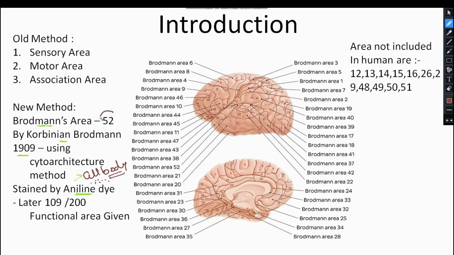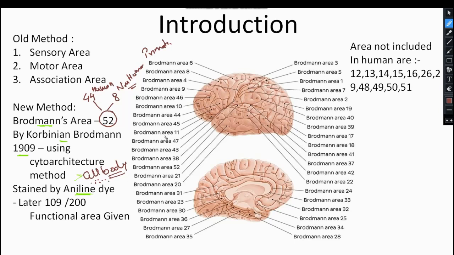So a total of 52 Brodmann's areas are known. Out of these 52, 44 we see in the human. Clear? And 8 areas in non-human primates. Later, many other scientists studied it, and they have given 109 areas, some gave 200 areas, but we follow Brodmann's rule.